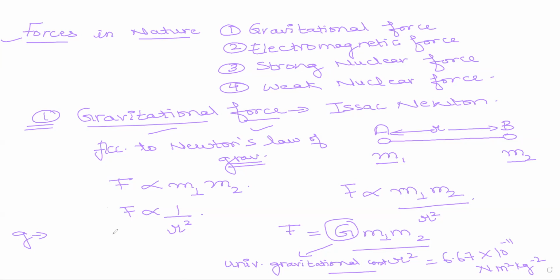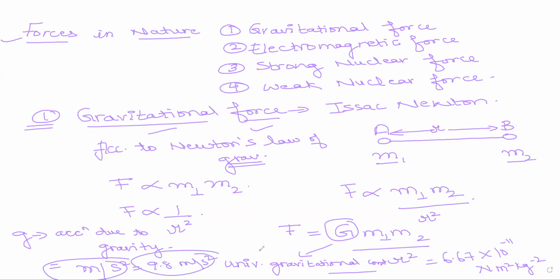So when we are using small g, what is small g? Small g is acceleration due to gravity. Clear? That is acceleration due to gravity, right? It is measured in terms of meter per second square, because this is acceleration. And its value is 9.8 meter per second square.